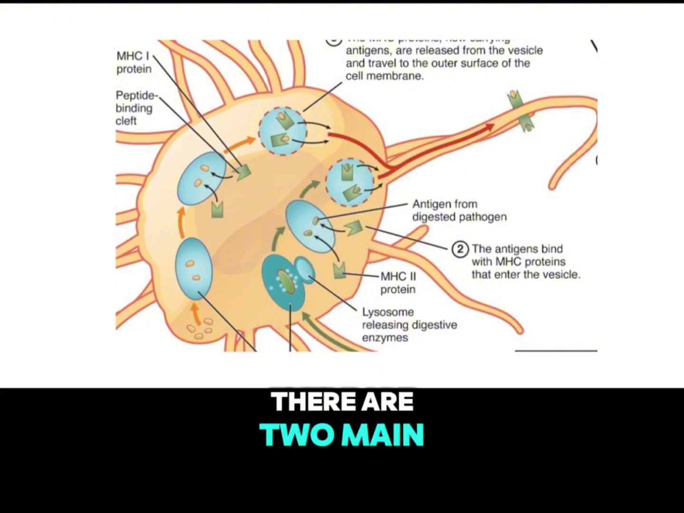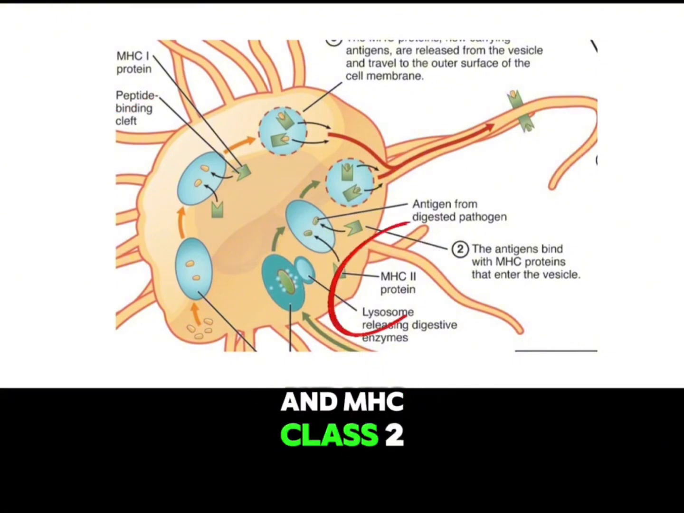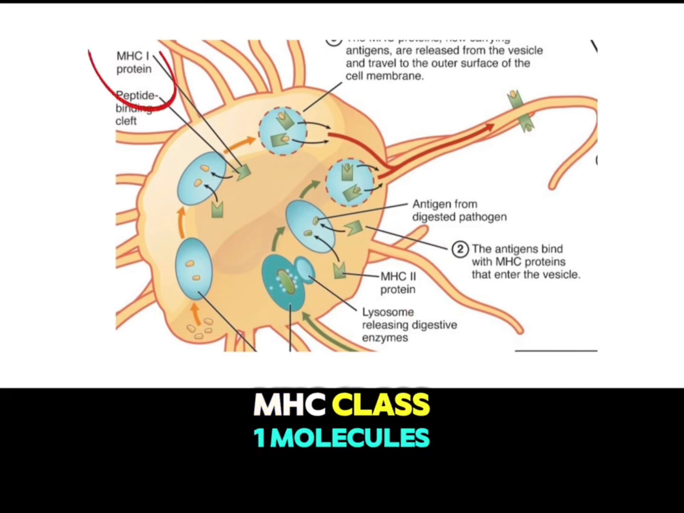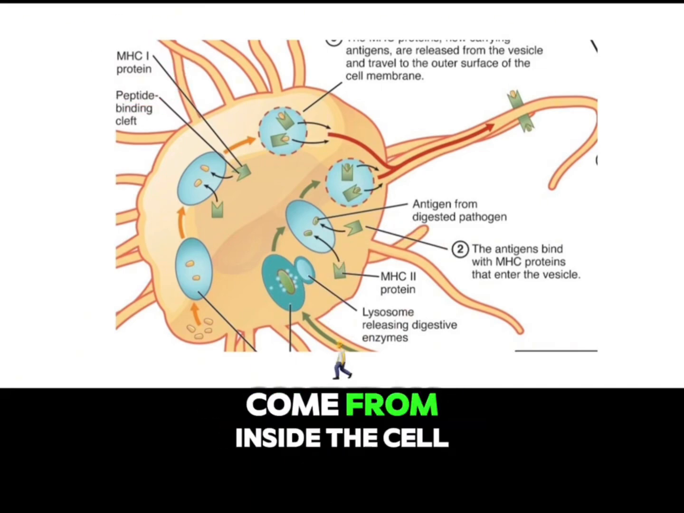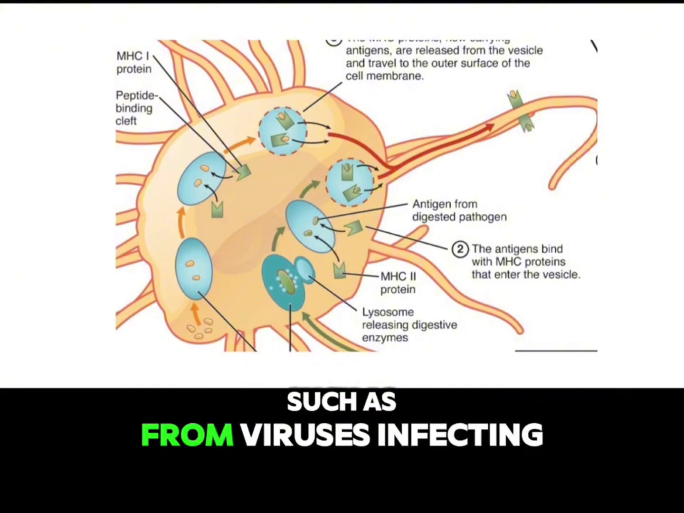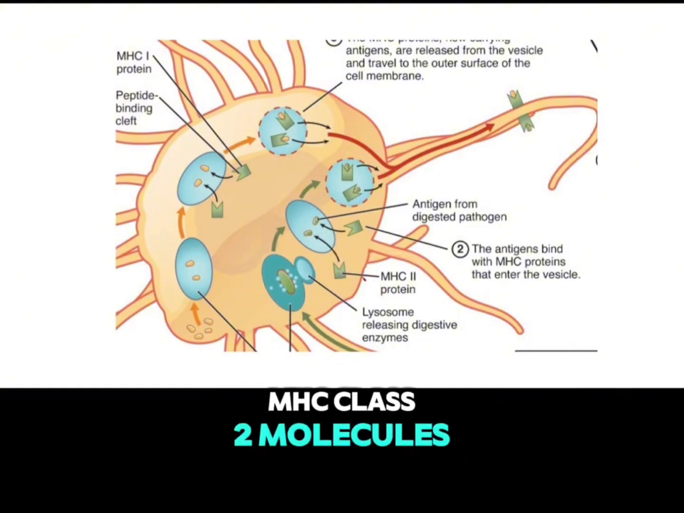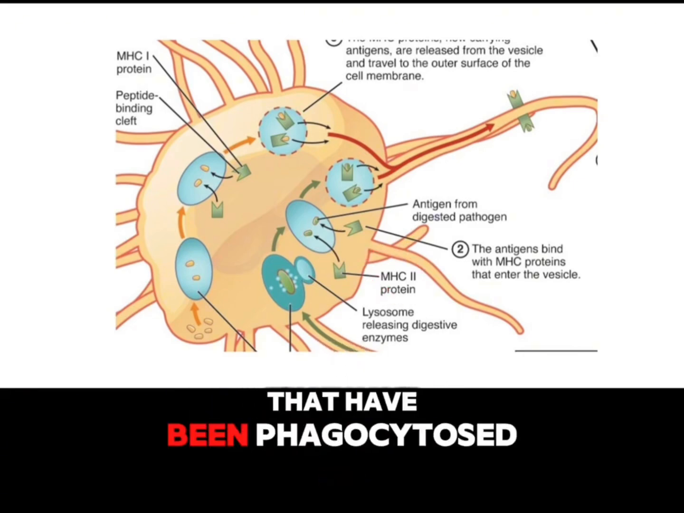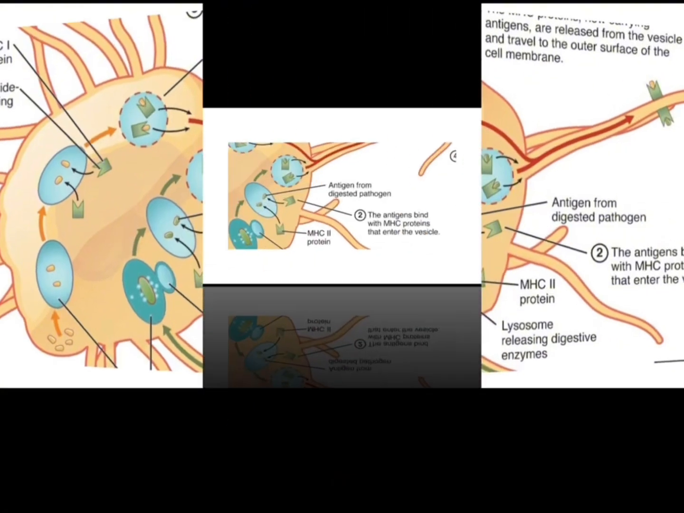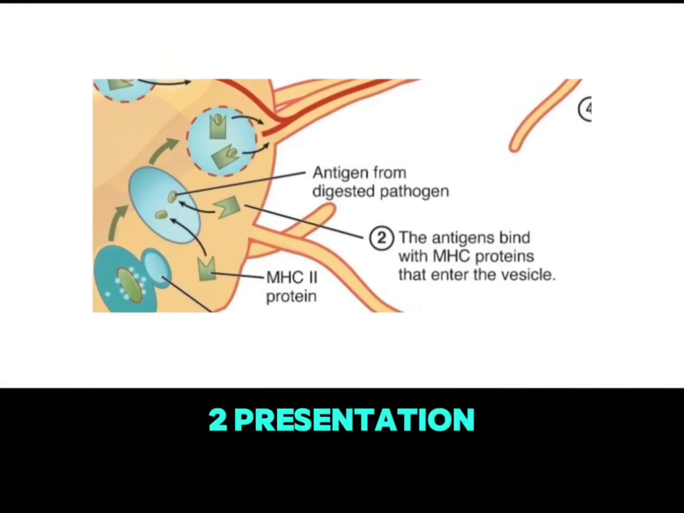There are two main types, MHC class 1 and MHC class 2. MHC class 1 molecules usually display antigens that come from inside the cell, such as from viruses infecting the cell. MHC class 2 molecules display antigens that come from outside the cell, like bacteria or debris that have been phagocytosed and digested. In this image, we're focusing on MHC class 2 presentation.